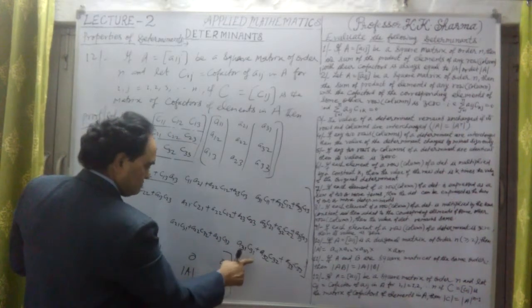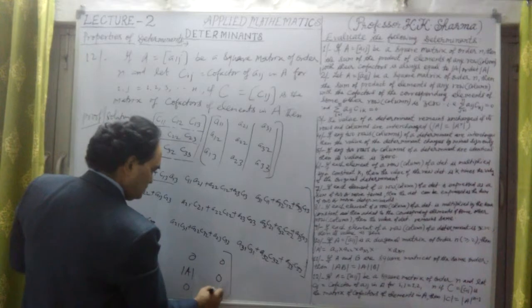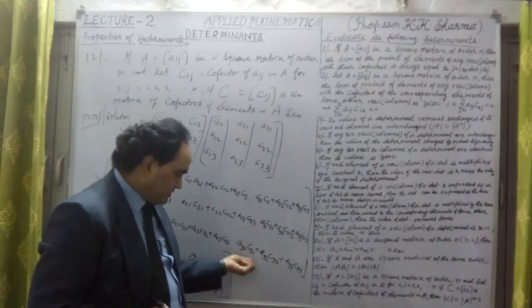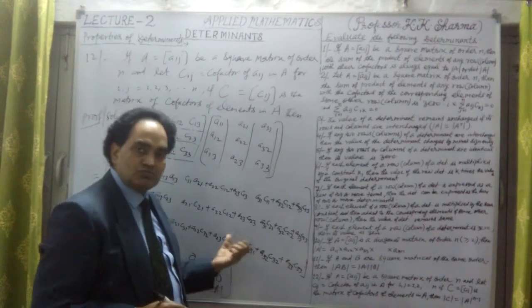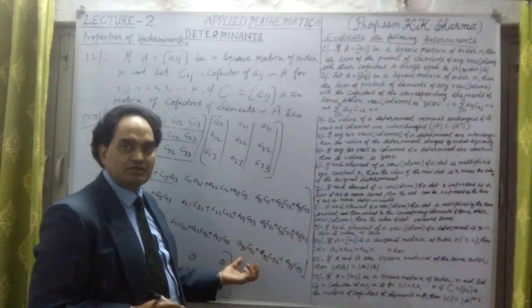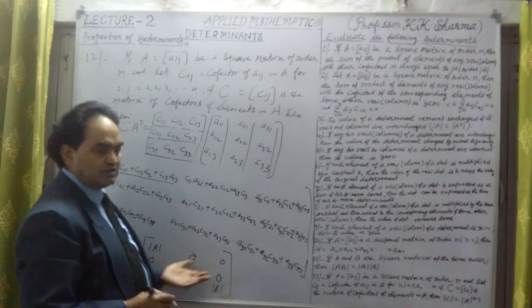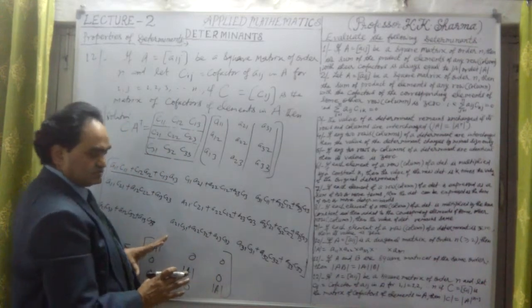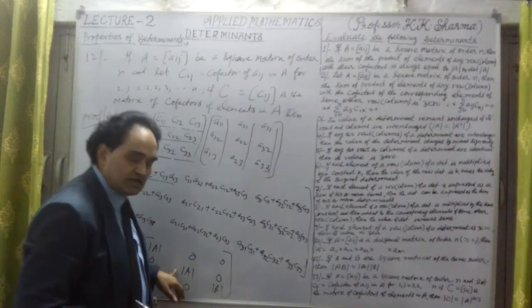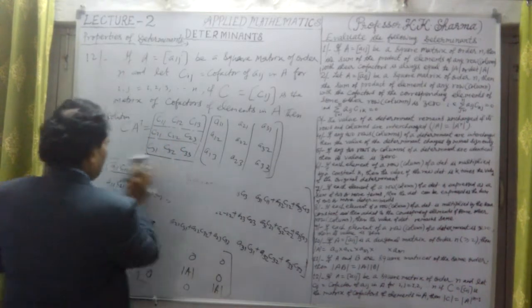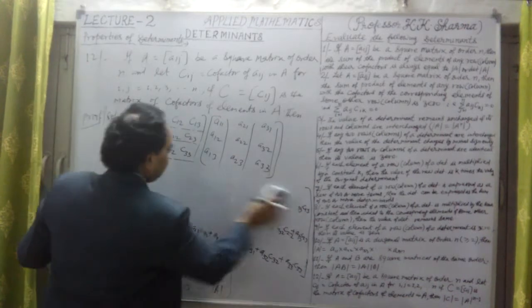Same element, same cofactor means determinant value. This is also the value of determinant A. We are opening with respect to the third row. So if we open the third row into cofactors, the multiplication of cofactors will give us the value of the determinant. So this matrix is a diagonal matrix here.